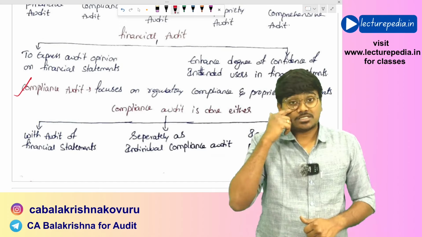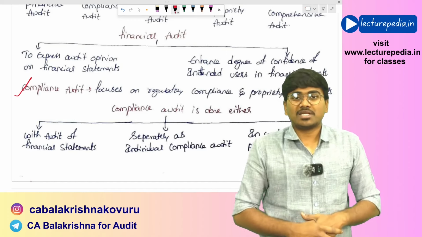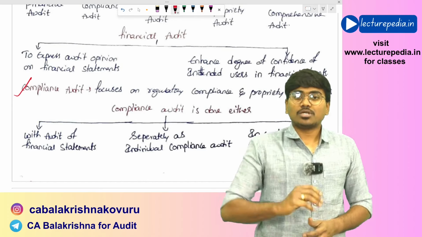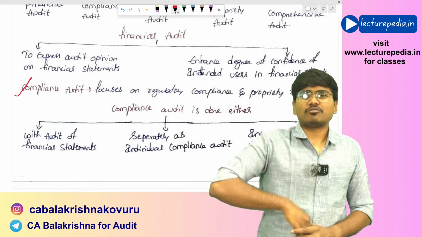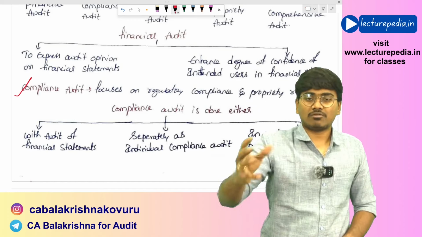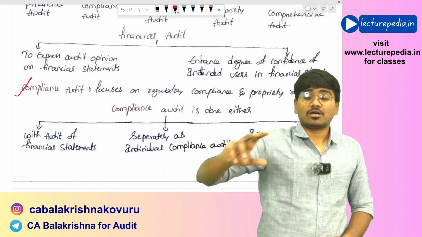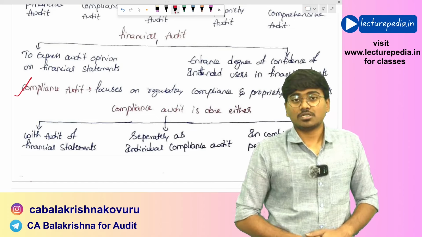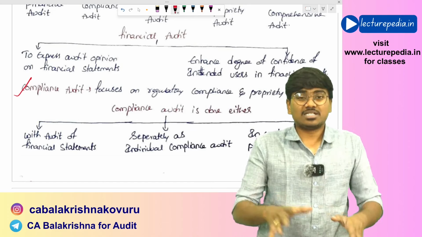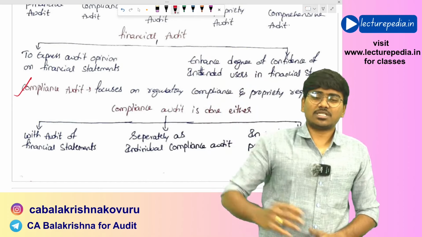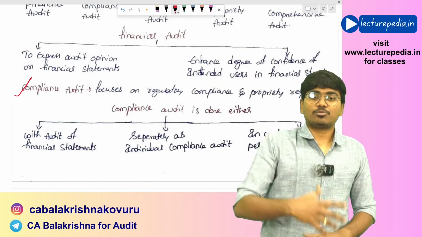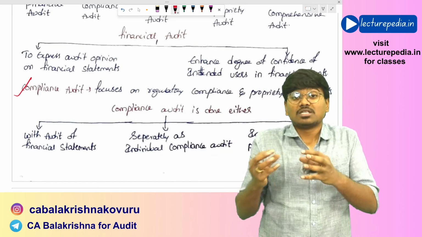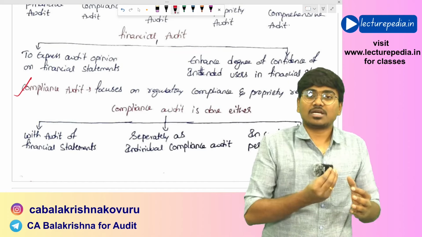That is compliance audit. Now I have told you that compliance audit can also be done along with financial audit. For example, in the Companies Act 2013, there are various requirements. For example, the CARO requirement, and the auditor has to report whether there is any disqualification on the directors. There are various requirements as per the Companies Act that have to be reported by the auditor. There is fraud reporting. So these reporting aspects will also come under compliance audit.